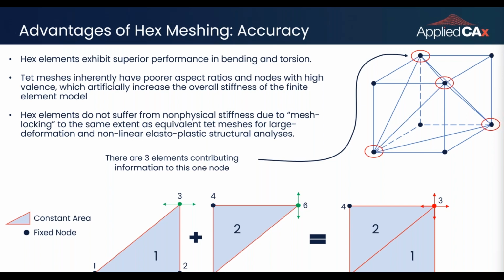In triangle 1, if node 1 and 2 are fixed and the height of the triangle must remain constant in order to keep the area the same, node 3 can only move left and right. Similarly, in triangle 2, node 6 can only move up and down. If these triangles are combined in a mesh, node 3 in the resultant mesh becomes fixed. The element's nodes cannot move, which is what we call locking.